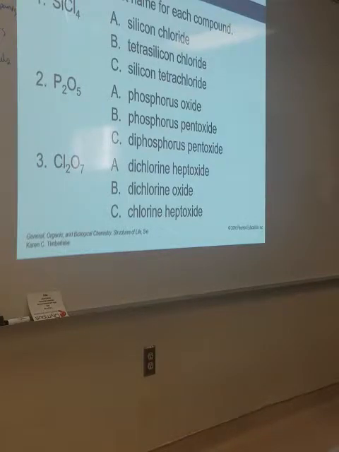P2O5. Phosphorus, metal or non-metal? Non-metal. How many phosphorus? 2, so diphosphorus. How many oxygens? 5, penta. And notice that we dropped the a. Cl2: how many chlorines? 2, dichlorine. The prefix for 7 is hepta. Remember, dichlorine heptoxide.